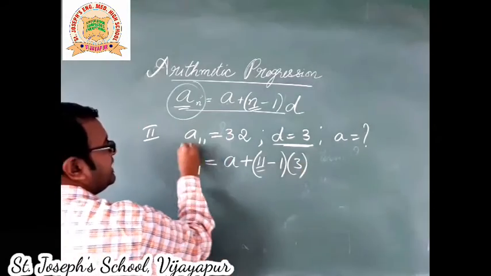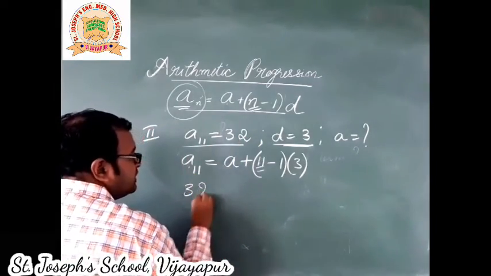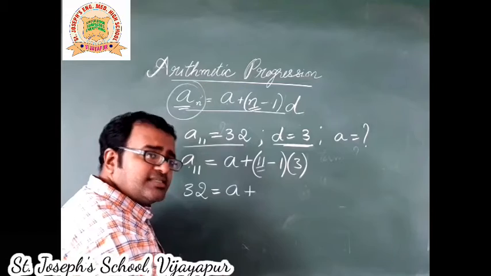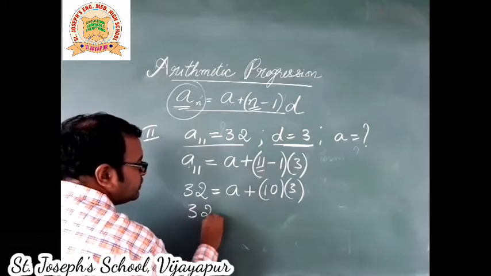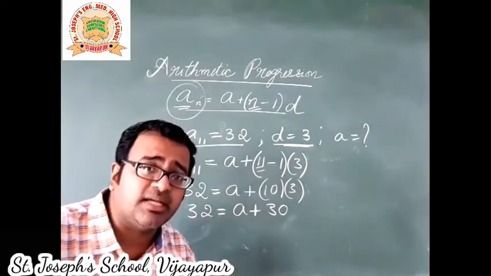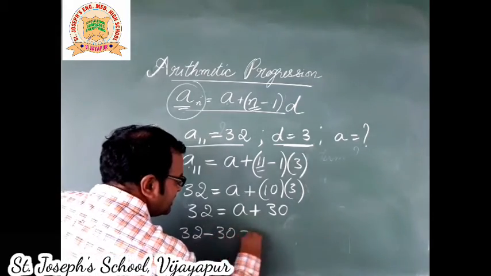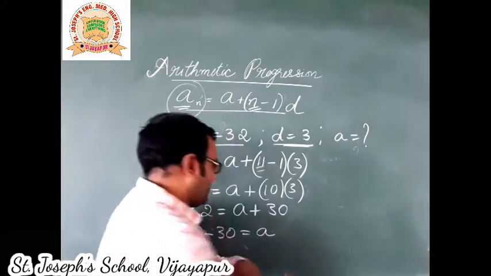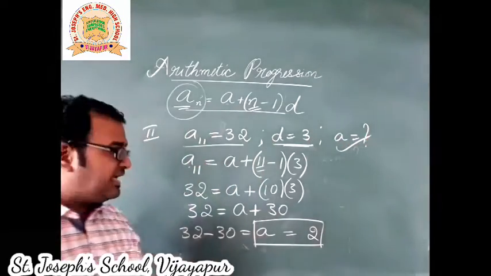Simplify this. A11 value you know. Whenever A11 is there, put 32. So remove A11 and write 32 is equal to A plus 11 minus 1 is 10 into 3. Next step, 32 is equal to A plus 30. This plus 30 comes to the other side, becomes minus 30. So 32 minus 30 is equal to A. How much is 32 minus 30? Difficult, isn't it? 2. Okay. A is equal to 2. So you got the answer. A is equal to 2.